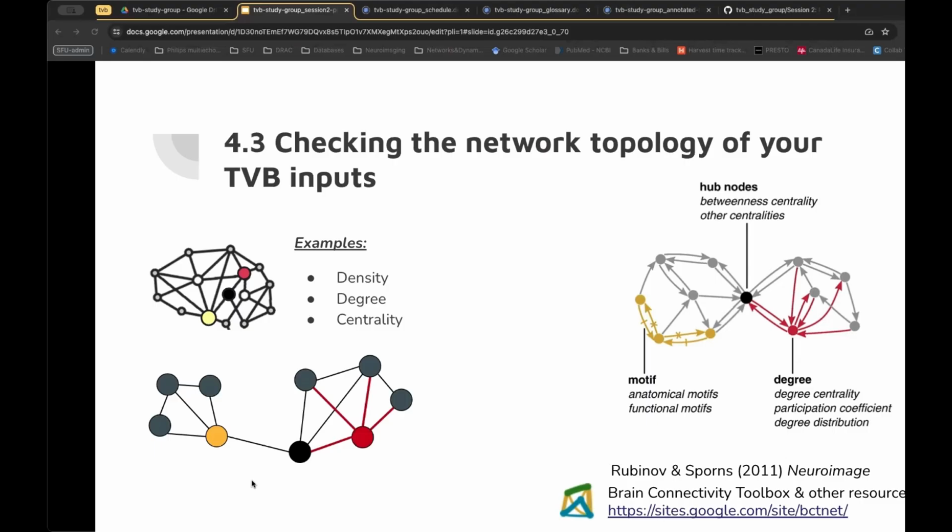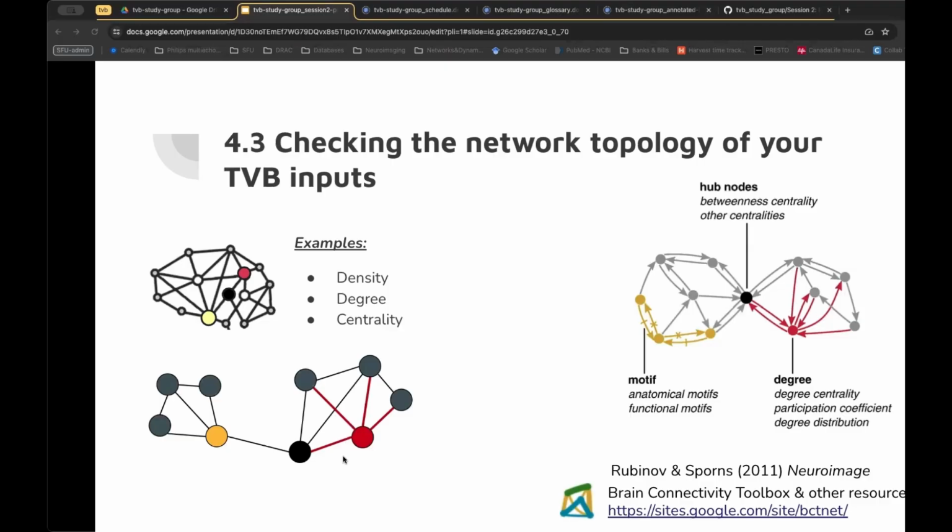So we can compute a number of different metrics that characterize the graph. These are some examples of key ones that we usually look at to make sure that our matrices and our data look reasonable. The first one is density, which is essentially the fraction of present connections to all possible connections. We can also look at degree, which is just the number of links connected to the node. So in this example, for the red node, the degree would be 4, as it has 4 connections.